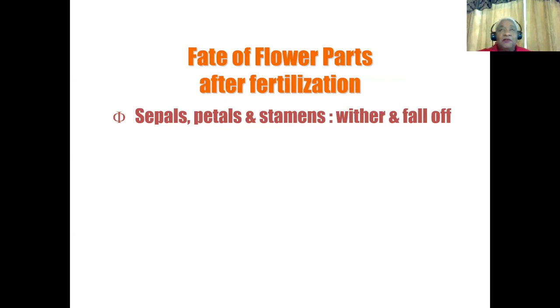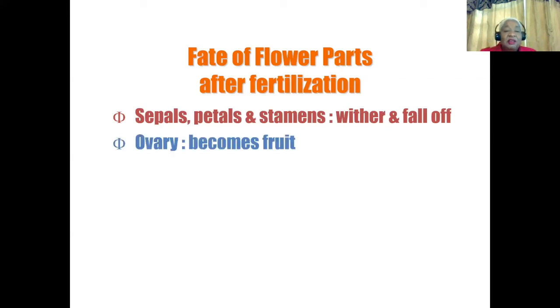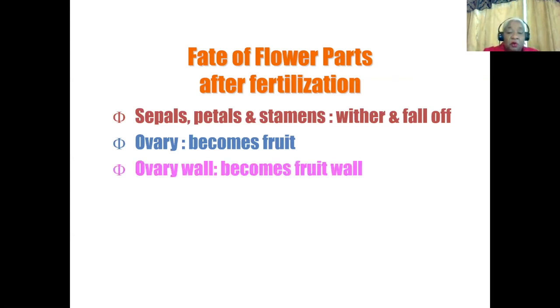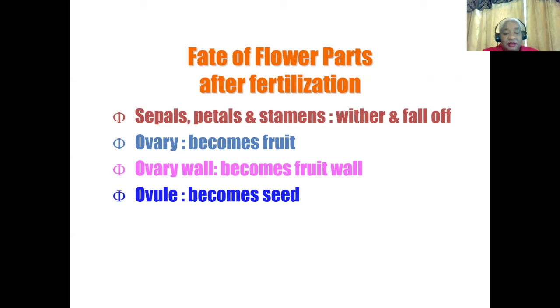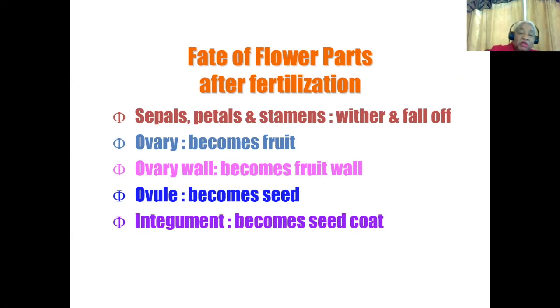Now the sepals, some of them, or parts of them, may stay at the bottom of the fruit. If you ever looked at the drawings you do when you're a little kid, a drawing of an orange and the little green part at the top of the orange that looks like a star, those are the remnants of the sepals. The ovary will become the fruit. The ovary wall becomes the fruit wall. Ovule becomes the seed. And the integument, which is the wall of the ovule, will become the seed coat.